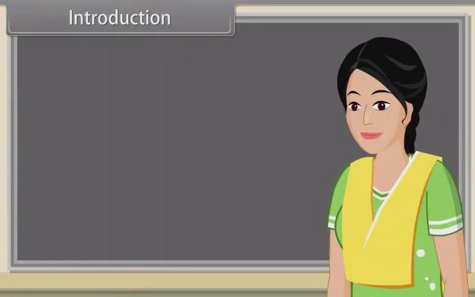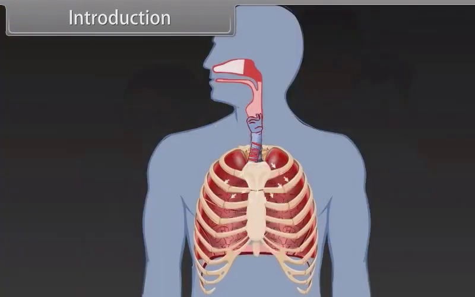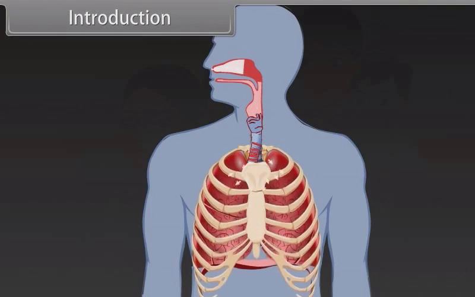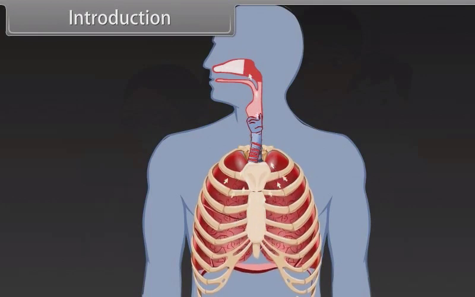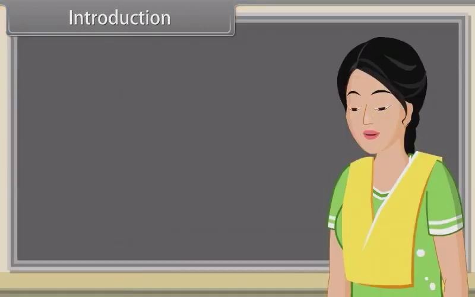Good morning, teacher. Good morning, students. Today we are going to start our new chapter, Breathing and Exchange of Gases. Can anybody tell me how do we breathe? Ma'am, breathing is a process in which air is inhaled due to muscle contraction and then exhaled due to muscle relaxation. Very good, Rahul.